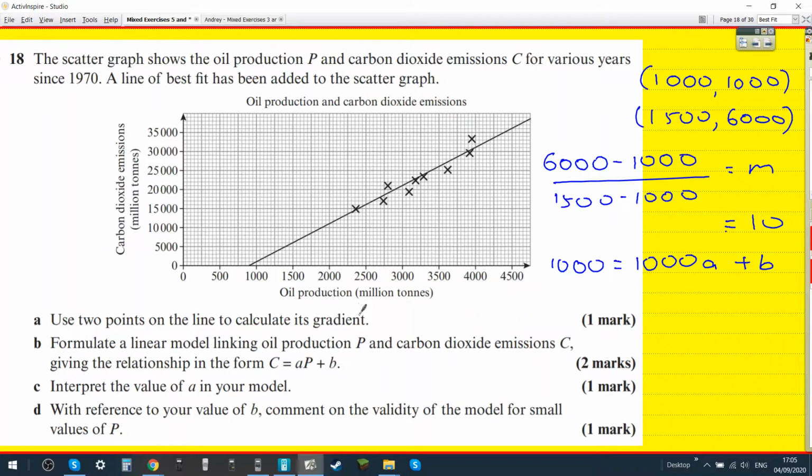They want the equation of the line. So if I do, oh, and A is 10, I'm guessing. Yep. So that would be 1,000 is equals to 10,000. And so that would just be minus 9,000 equals to B. Minus 9,000. Okay. And so now is the full equation just going to be C equals to 10P minus 9,000? 10P minus 9,000.